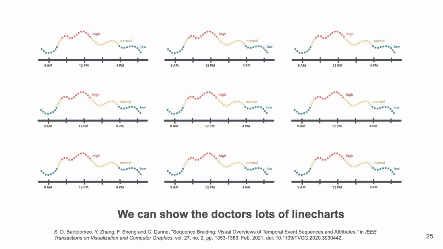So one option would be to show the doctor lots of line charts. This is just 9 days. It's fake line charts, just an example, but you can see how immediately it starts scaling in a really, really bad way. You can't see if there are patterns if you're looking at 1,000 line charts at the same time.